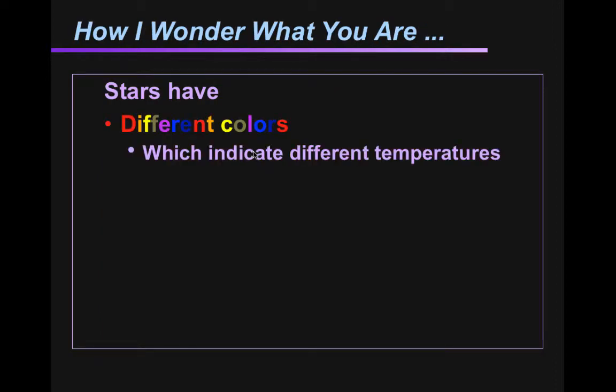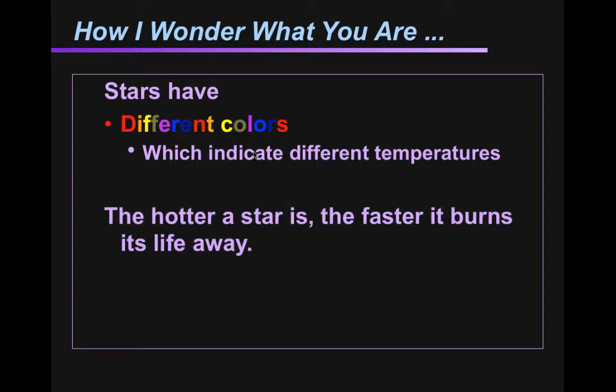And one of the interesting things about stars, and it will become more apparent as we talk more about the star life cycle, is they have different colors. And these different colors indicate different temperature stars, and they also indicate where the stars are in the star life cycle. The hotter a star is, the faster it's going to burn its life away.